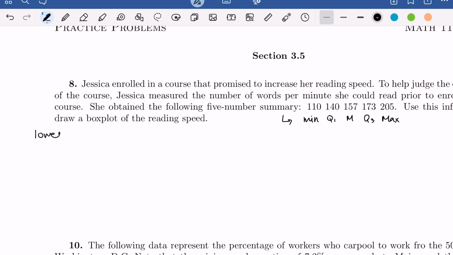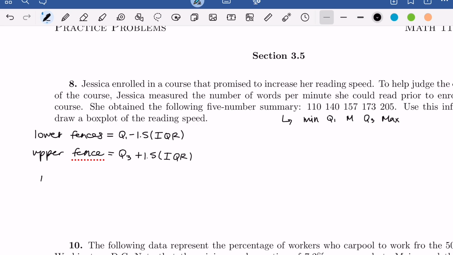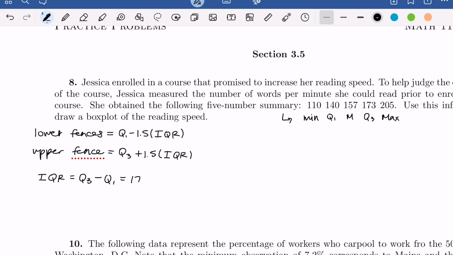First, we need to find our lower and upper fences. Our lower fence is going to be our Q1 value minus 1.5 times IQR. Now IQR is going to be the difference between our Q3 and Q1, so we're going to need to find that first. We also want to find our upper fence. This is going to be Q3 plus 1.5 times this IQR value. So, like I said, IQR is going to be the difference between Q3 and Q1. So this is going to be 173 minus 140, which gives us 33.